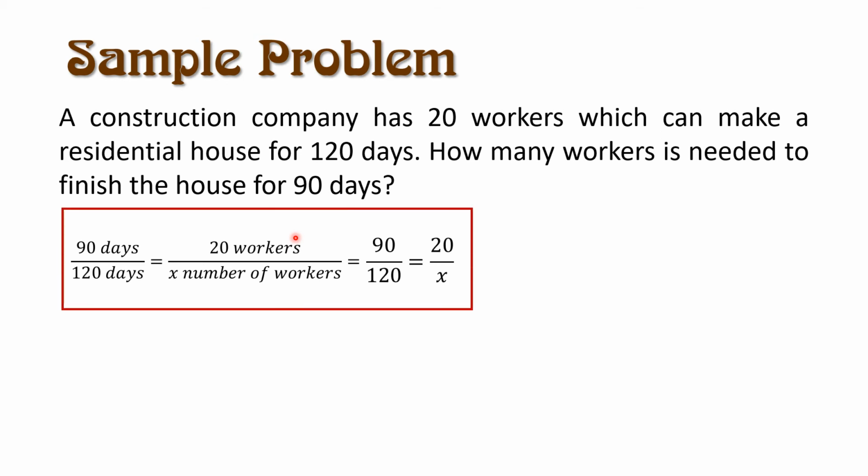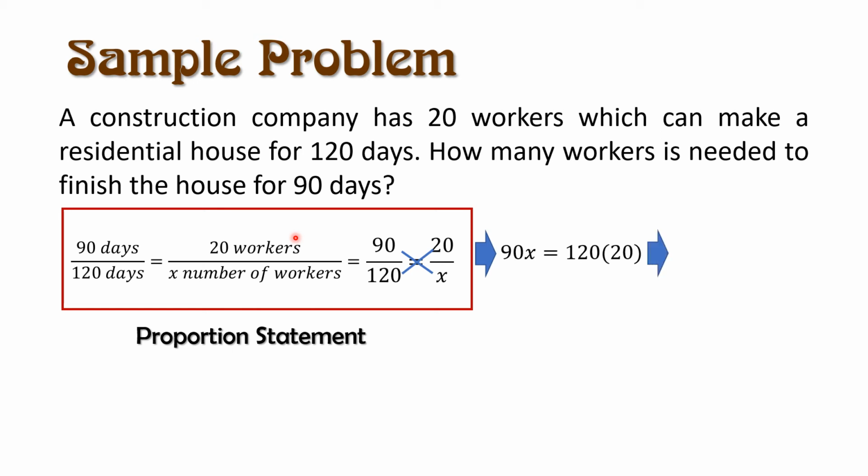So this is what we call proportion statement. Then for us to solve for the value of X, what we need to do is to apply the concept of multiplication property of equality. That is simply by doing some cross multiplication. So we have 90x equals 120 times 20. Then we perform the indicated operation. So we have here 90x is equal to 2,400.